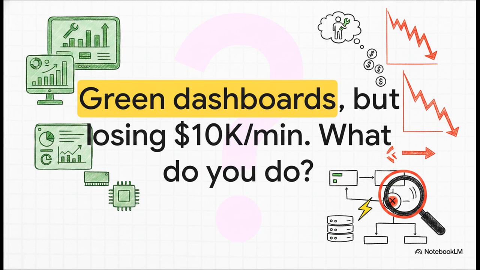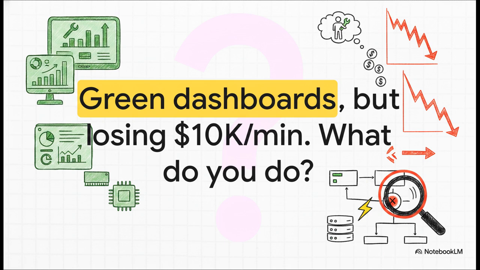Picture this. It's 2 a.m. Your monitoring tools are telling you the infrastructure is completely healthy. CPU is low, memory is fine, everything looks green. But transactions are failing and the business is bleeding $10,000 a minute. Now, a junior engineer's instinct in this moment is purely reactive, right? They'll restart the pod, clear the cache, and just kind of hope for the best while blaming the code.